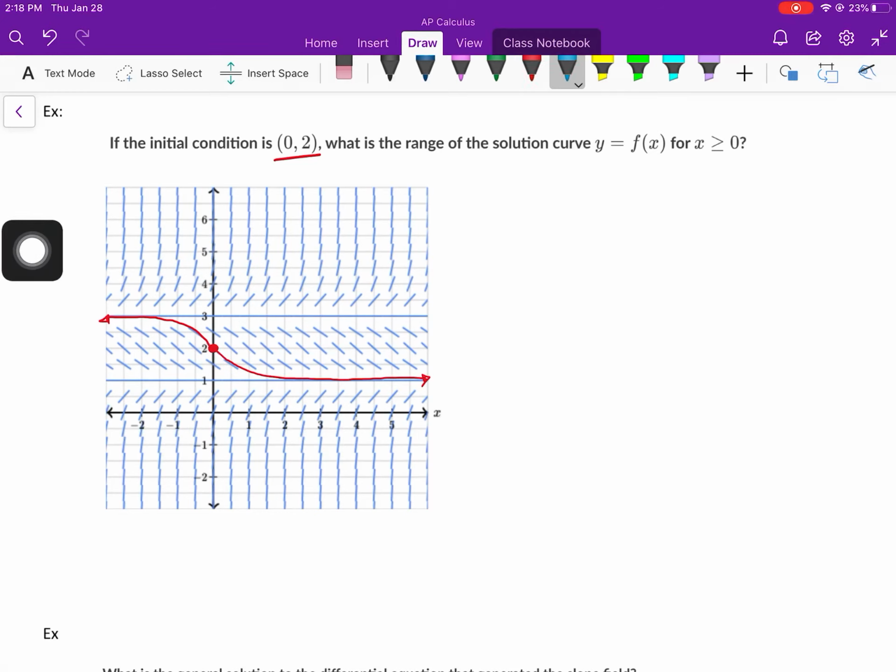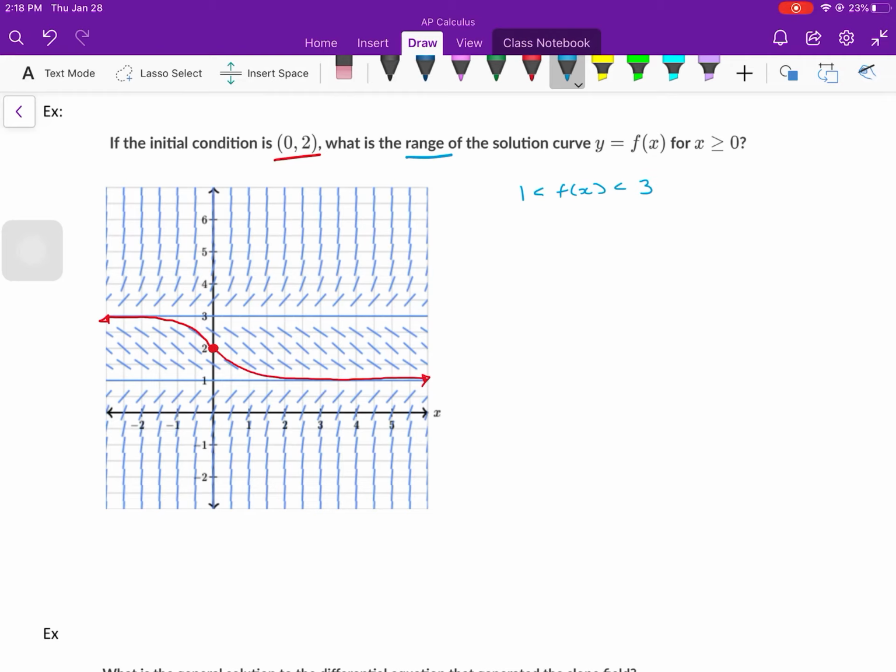So these different questions are going to vary. This time it's asking about the range, so that's the set of y values, and that's going to be contained between 1 and 3. I'm not sure if it actually equals 1. I would have to look and see what the key says. So for now, we'll leave it open.